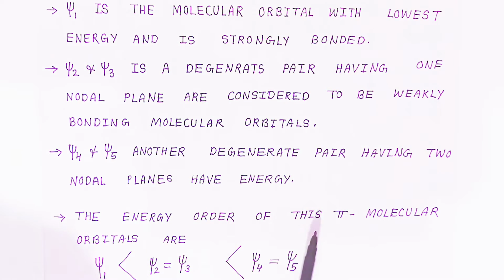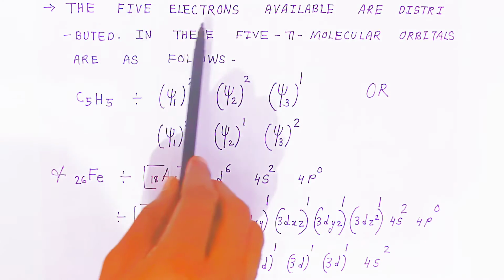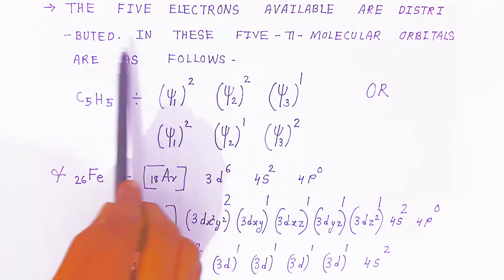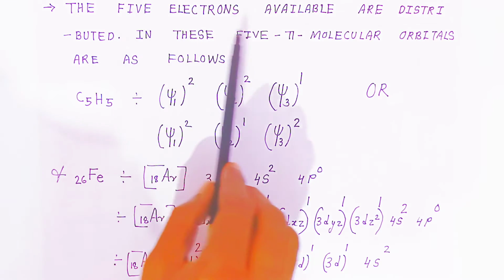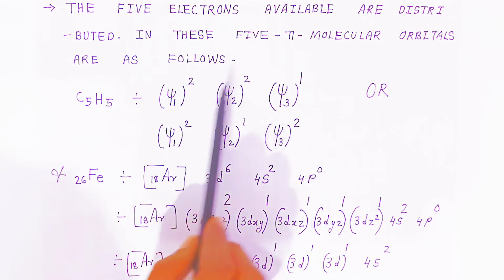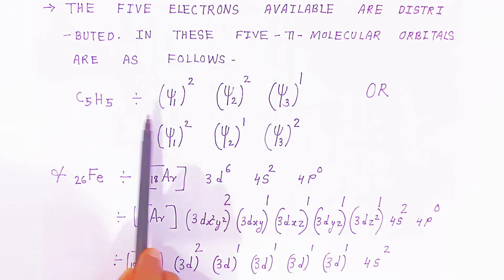The energy order of the pi molecular orbitals is like this, that we have already seen. The five electrons available are distributed in the 5 pi molecular orbitals as follows. Now students, this is how the 5 electrons are distributed in the molecular orbitals of the cyclopentadienyl ring.